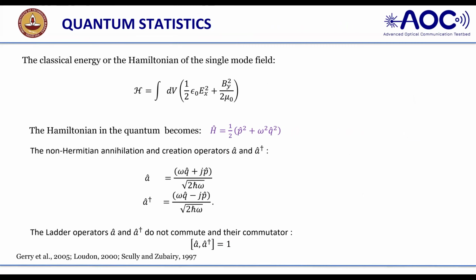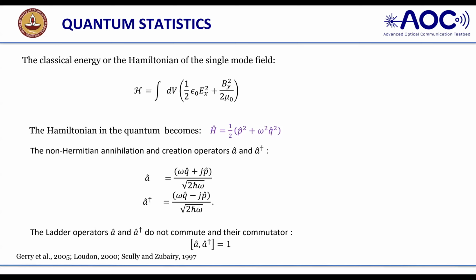There, if you write the total energy, you write the triple volume integral of half epsilon naught E x squared plus B squared by 2 mu naught. So you can see the energy comes from the electric field, or you can say from the Poynting vector. That will be the total energy of the single mode field coming from the source.